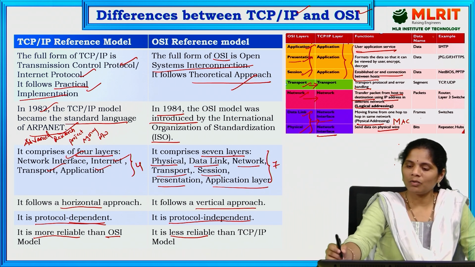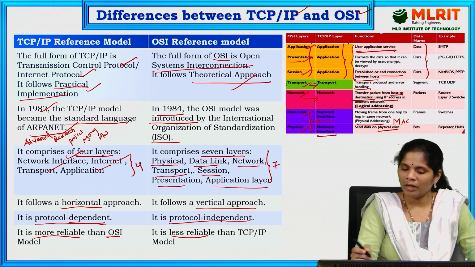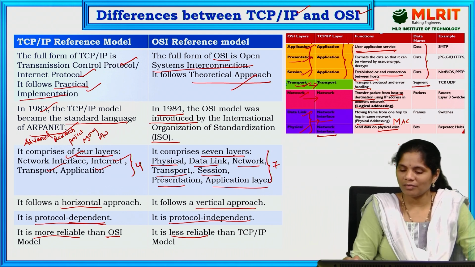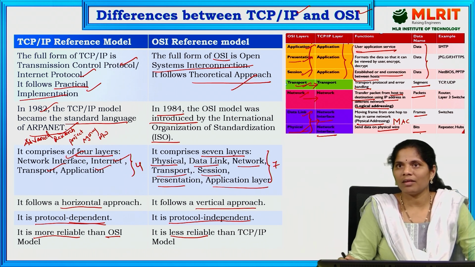So, coming to the data names: in the application layer, all these upper layers are called data only. In the transport layer, the data name is segments. In the network layer, the data name is packets. In the data link layer, the data name is frames. And in the physical layer, the data name is bits. These are the data names for the OSI and TCP/IP reference models.